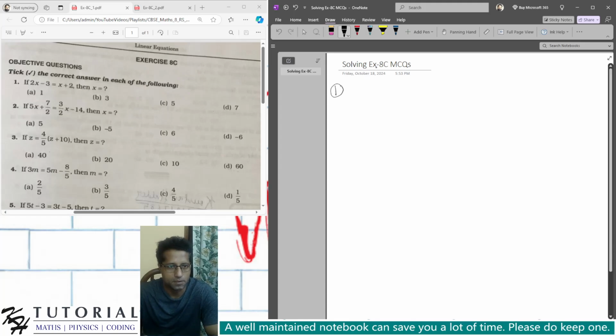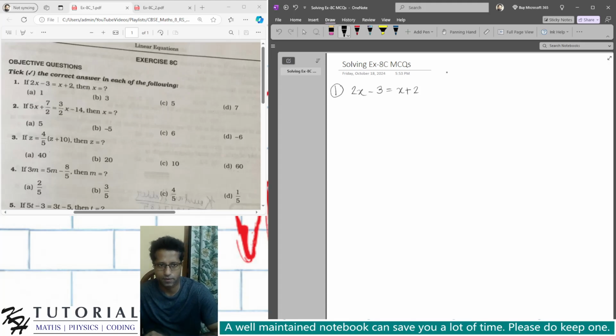The first problem is a linear equation. The equation is 2x minus 3 is equal to x plus 2. Then we have to find the value of x. That is, we have to solve this equation and find the solution of x. Now, when you solve a linear equation, whatever value you get of the variable is known as the solution of the linear equation or the root of the equation. So we have to find x.